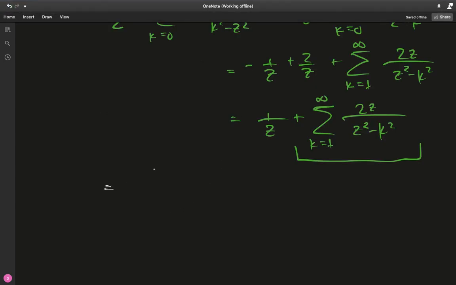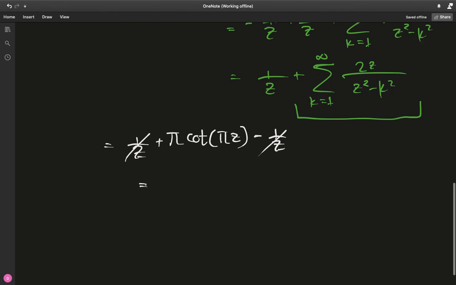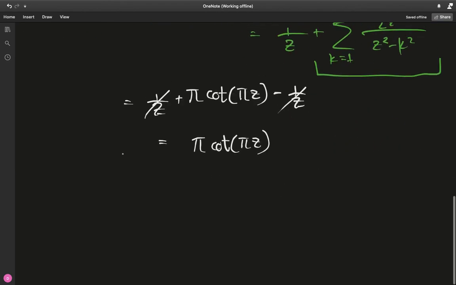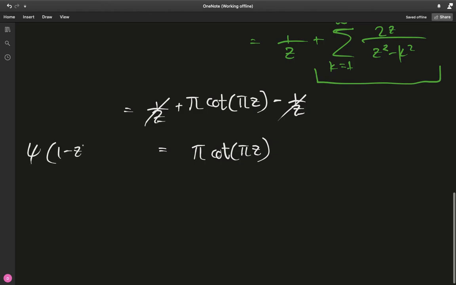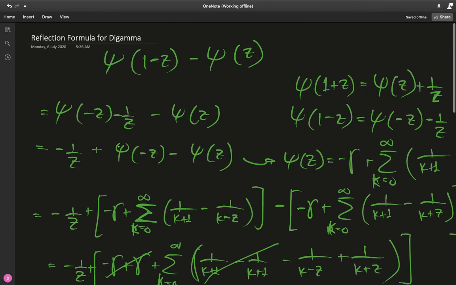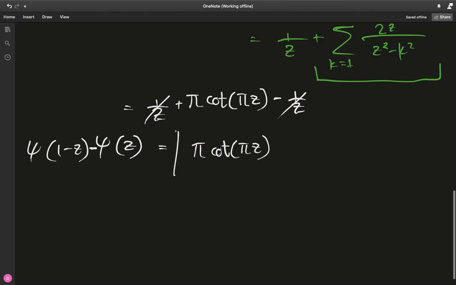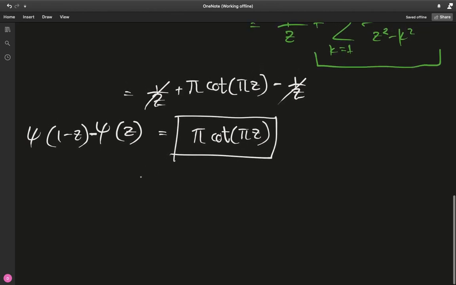So now plugging this into our original expression, we have 1 over z. And this just turned out to be, using the Mittag-Leffler definition of the cotangent, pi times cotangent of pi z minus 1 over z. And the great thing is, these cancel out. So you just have pi times cotangent of pi z. And what is equal to pi times cotangent of pi z? Just the expression we started with, digamma of 1 minus z minus digamma of z. So that's another reflection formula for the digamma function.